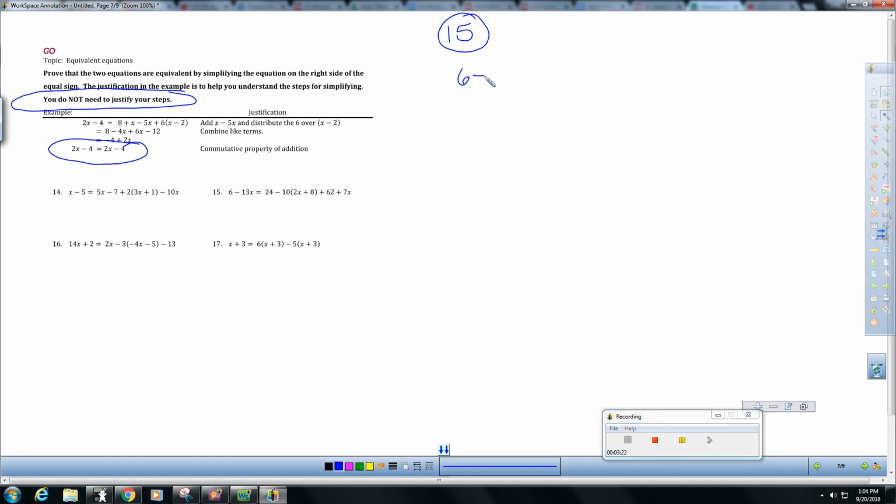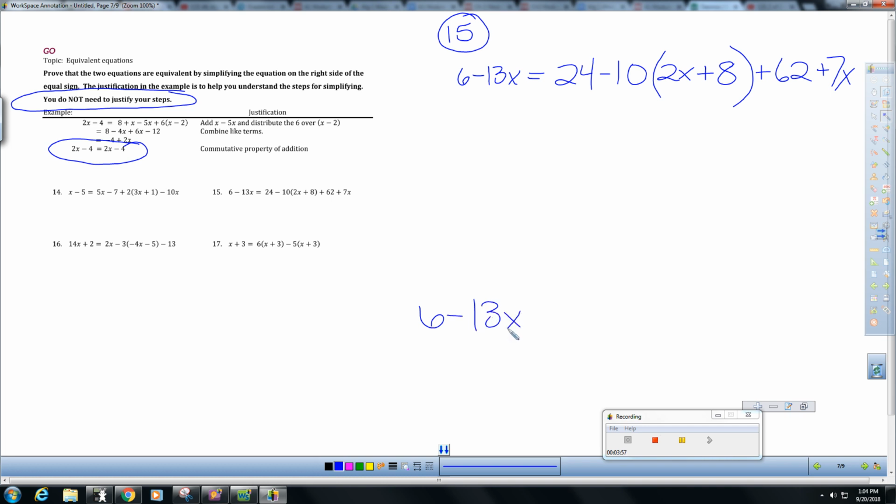6 minus 13x equals 24 minus 10 times 2x plus 8 plus 62 plus 7x. All right, again, we're trying to get the right side to be 6 minus 13x. Bring down my equal sign. Let's distribute.